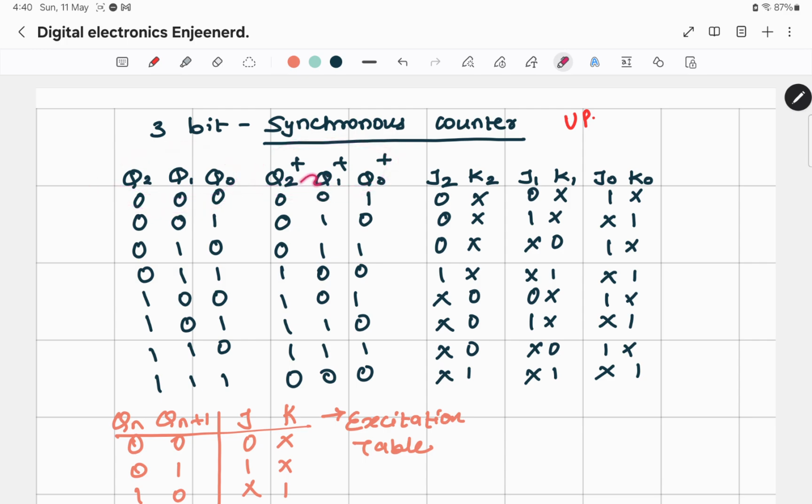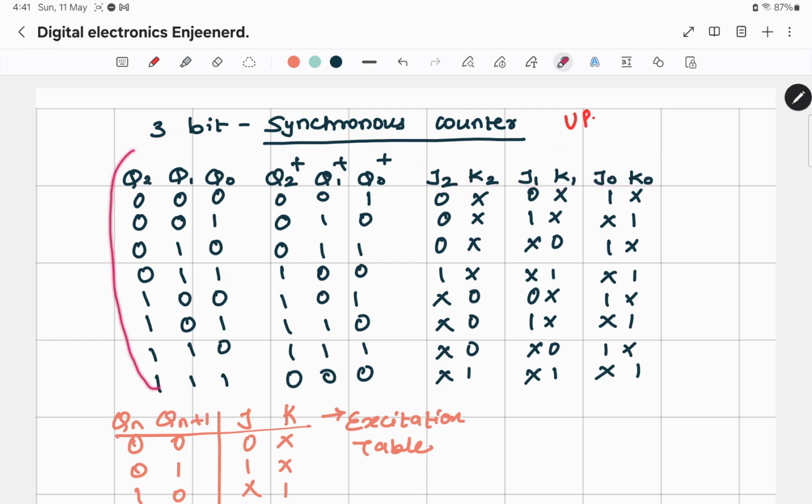Now to get this kind of a counter, currently what we are using is a JK flip-flop. You can use any flip-flop of your choice. Since we are doing a 3-bit counter, of course I will need 3 JK flip-flops. So I have J0, K0, J1, K1 and J2, K2.